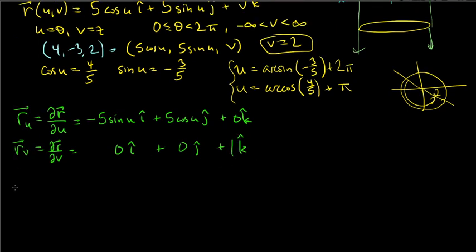So for the normal vector, we just take the cross product, r_u cross r_v. And yep, so the i component will be 5 cosine of u minus 0. So 5 cosine of u, sorry, that's a 5. I'm mixing my i notations here. So I'll stick with i, j, and k, right? So 5 cosine of u times i, and then plus 5 sine of u times j, plus 0 times k.